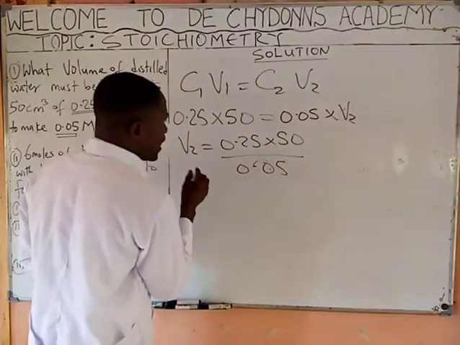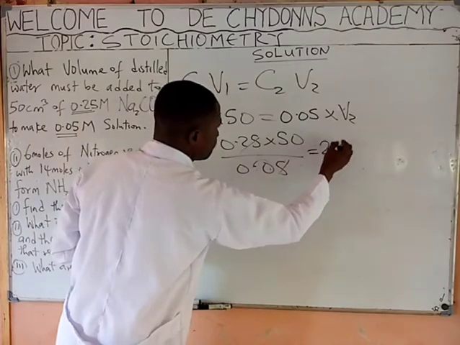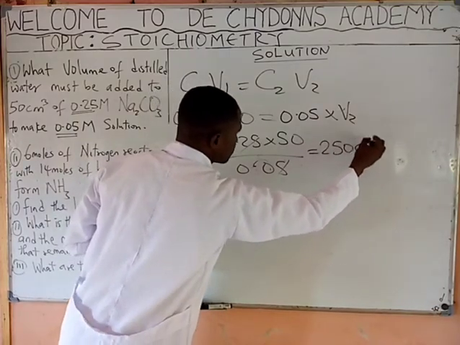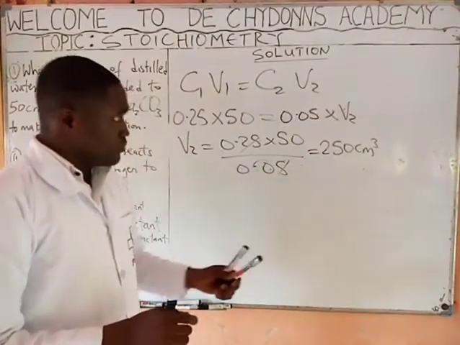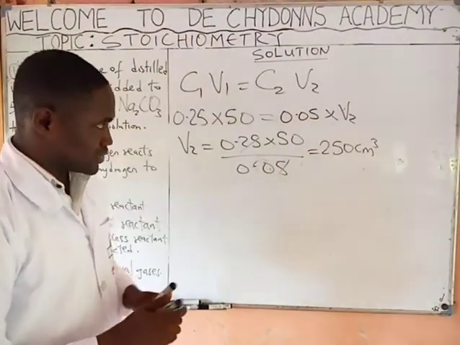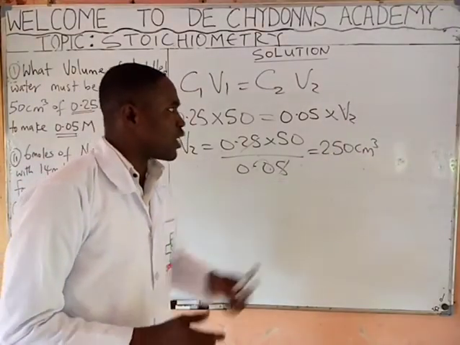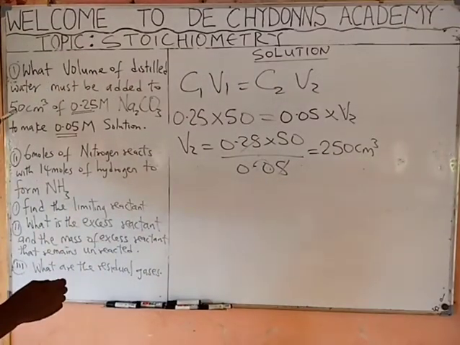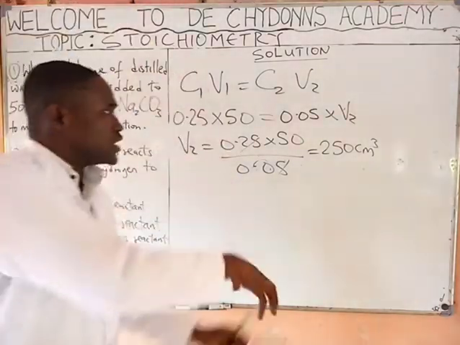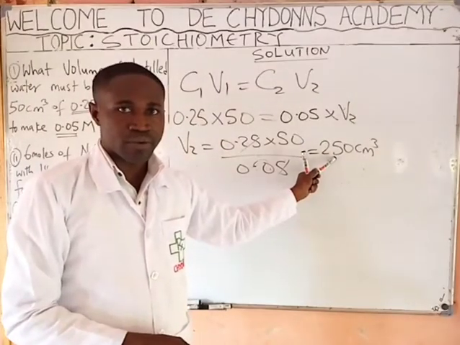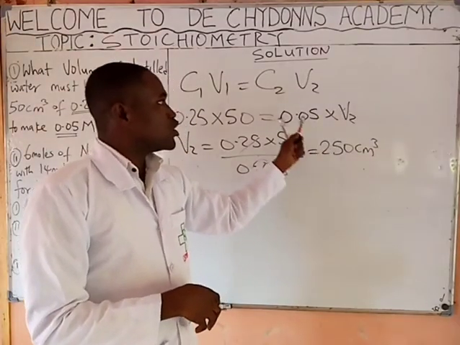Okay? Then that will give us 250 cm cube. So it means that the final volume we are to get is 250. But that is not the quantity of water to add. Remember, this one is already 50 cm cube, and you have to add water to it to get to 250 cm cube.